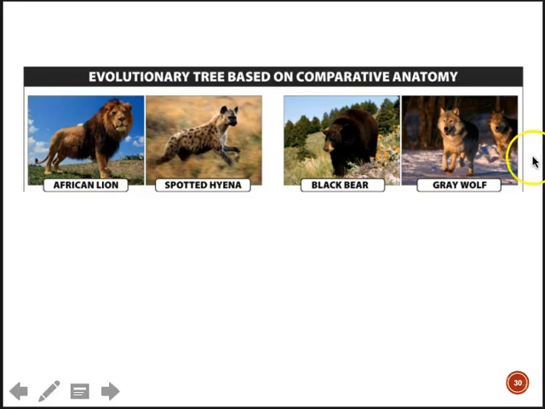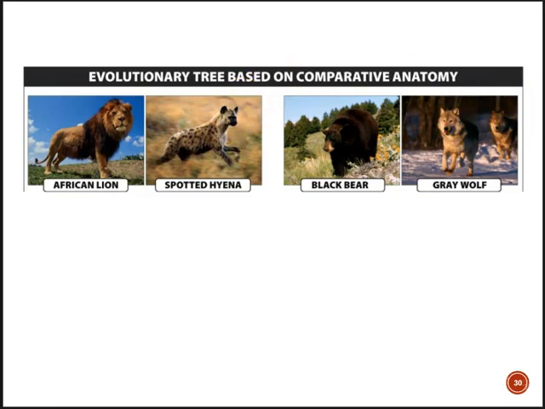And a lot of people tend to group the gray wolf with the spotted hyena. And that's based in a lot of part on what you know about them, like they both hunt in packs, right? They kind of yip and howl, and so people tend to think that they're very, very similar.